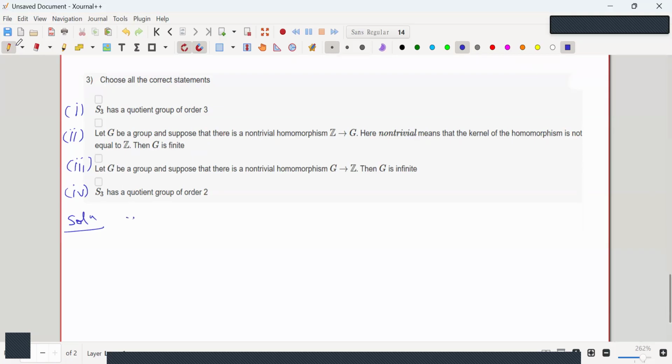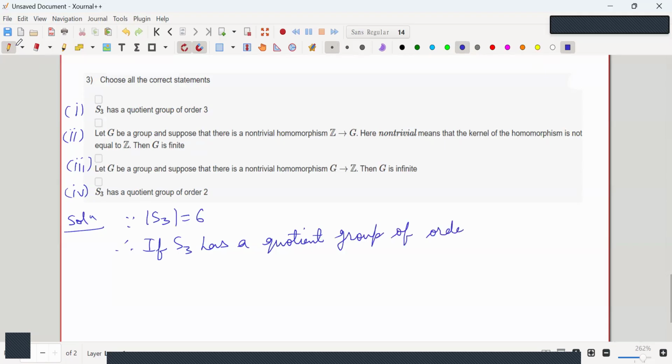Very good. Since the order of S3 is 6, if S3 has a quotient group of order 3, then there should exist H, a normal subgroup in G, with order of H equal to 6 by 3, that is 2.